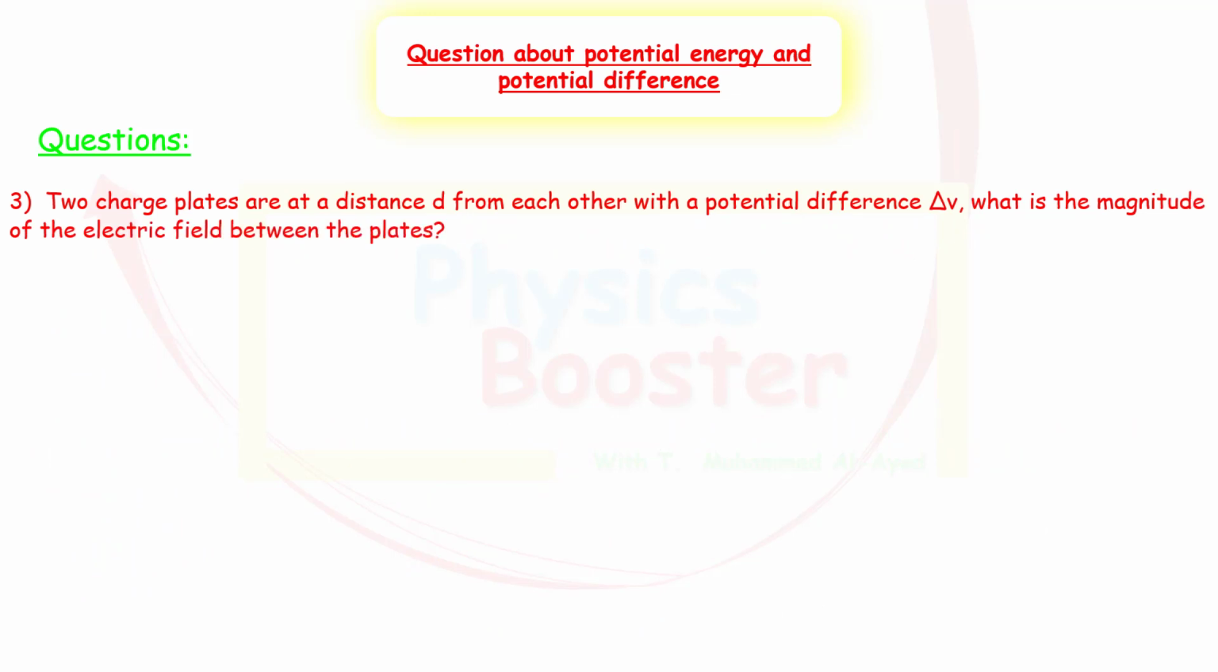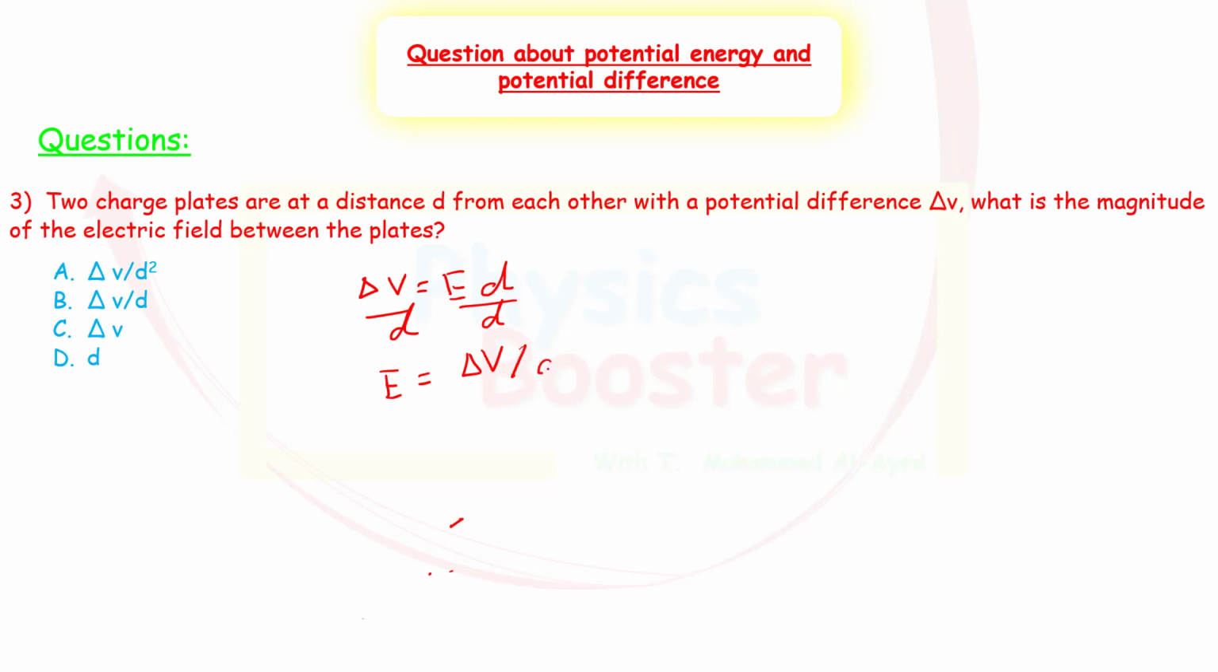Two charged plates are at a distance d from each other with a potential difference of delta V. What is the magnitude of the electrical field between the plates? Let's see what choices we have. So we want to find the relationship between the electrical field and the potential difference. Actually, it's pretty straightforward. We know that the potential difference is equal to the electrical field multiplied by the distance, right? So if we divide both sides by D, the electrical field will be equal to delta V divided by D, which is choice B.